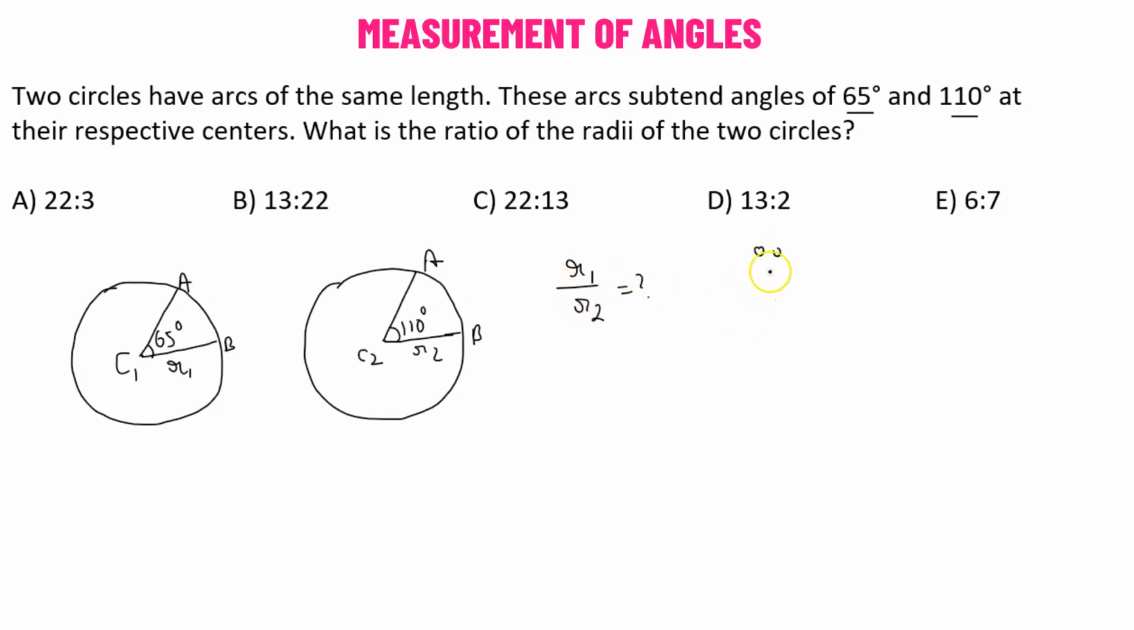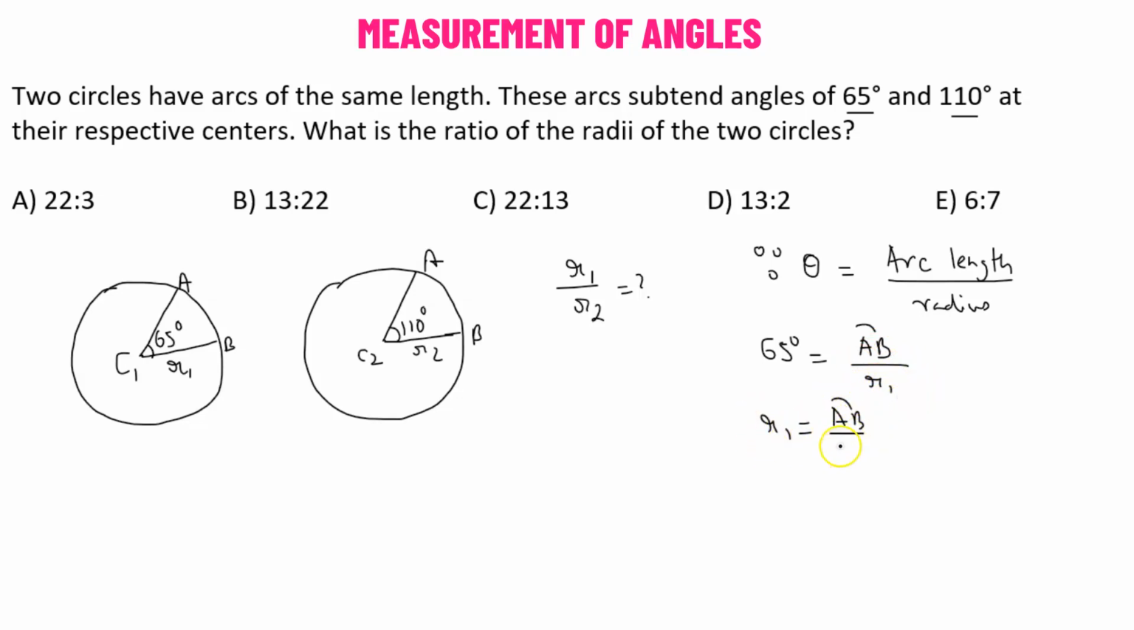Now here we're going to use the formula that the angle subtended at the center is given by the ratio of the arc length to that of the radius. Fine. So here for the first circle we have 65 degrees, that's equals to the arc length. So arc length will be, let's call it simply AB, divided by the radius, so that's R1. So in terms of R1, we have R1 equals to AB over 65 degree. And we'll also have to convert 65 degree to radian.